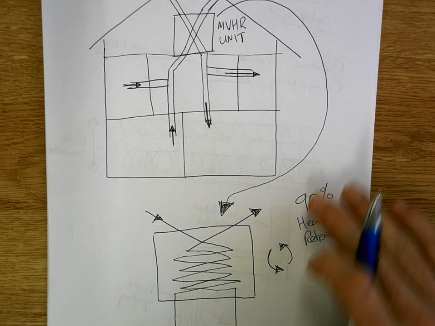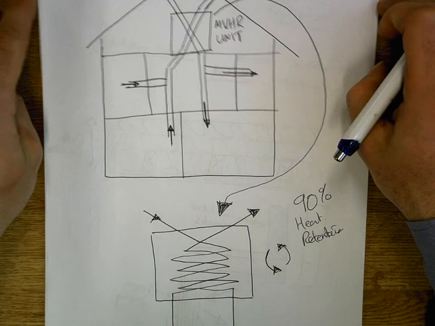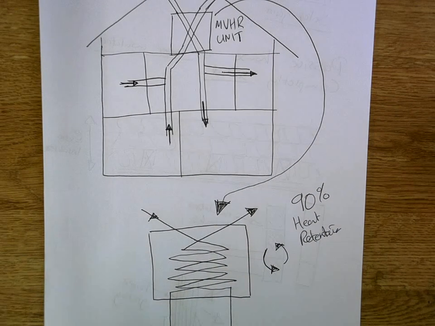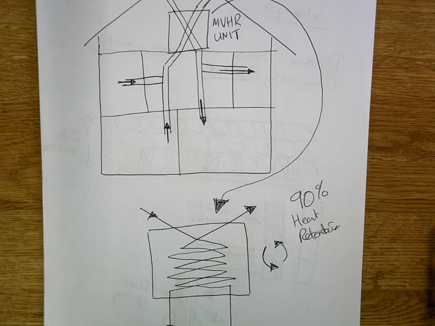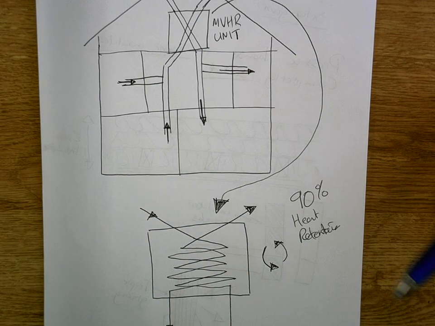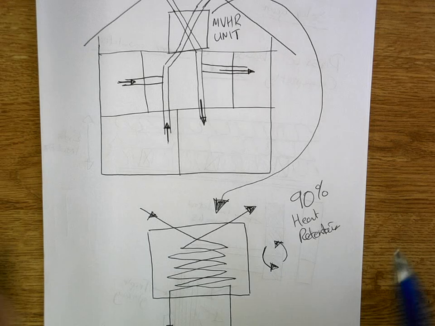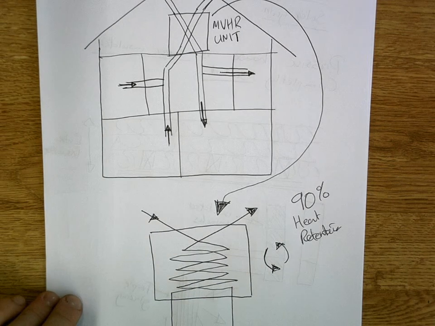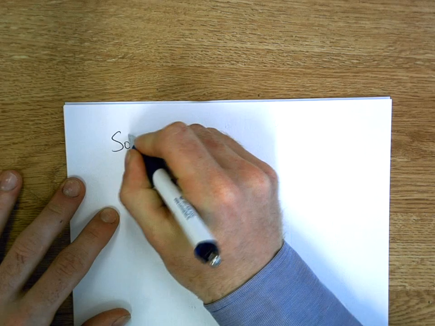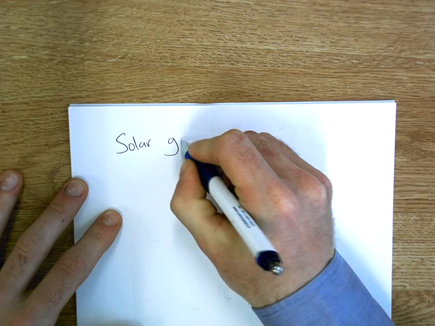It's programmable, it's an electronic unit, so you can obviously set the different temperatures, how much heat you want to retain, what temperature you want it to be at, etc. So that's your MVHR unit. That's a permanent fixture on these passive house questions. The last thing I talked about in this question is about the solar gain that you need to have for a passive house.